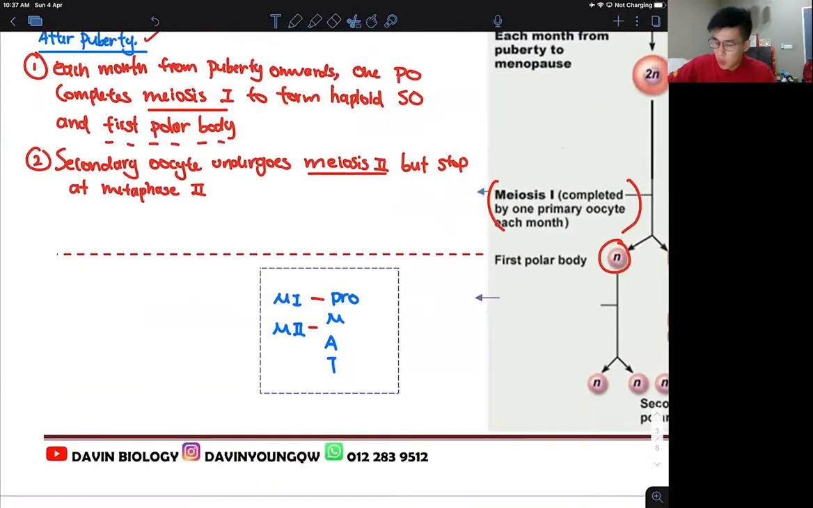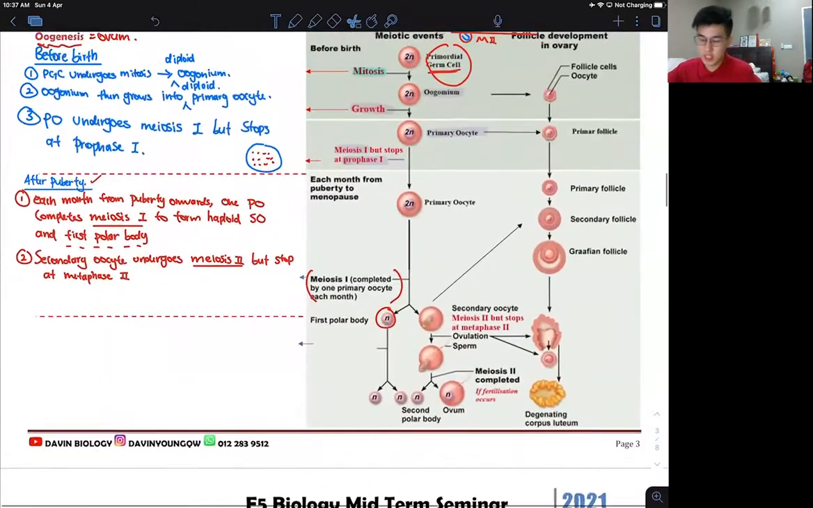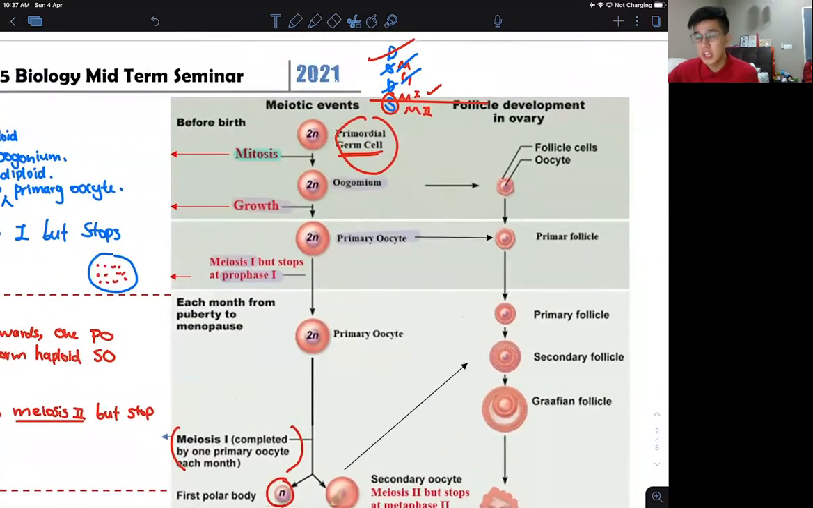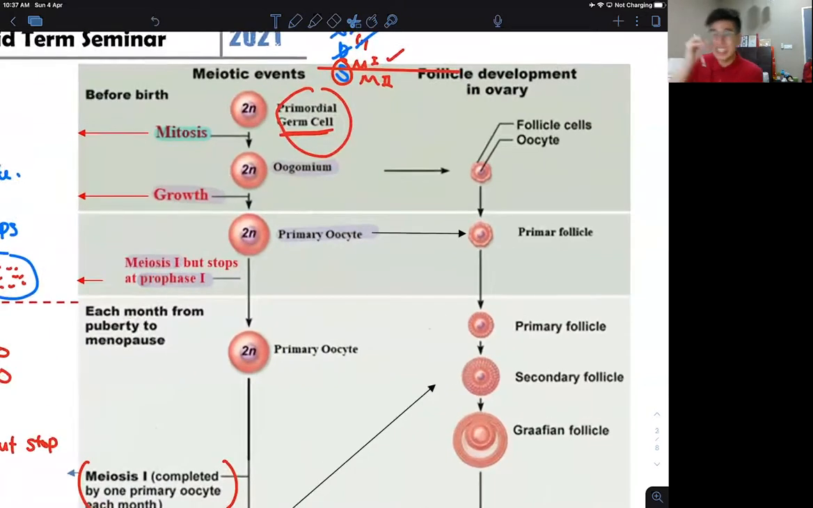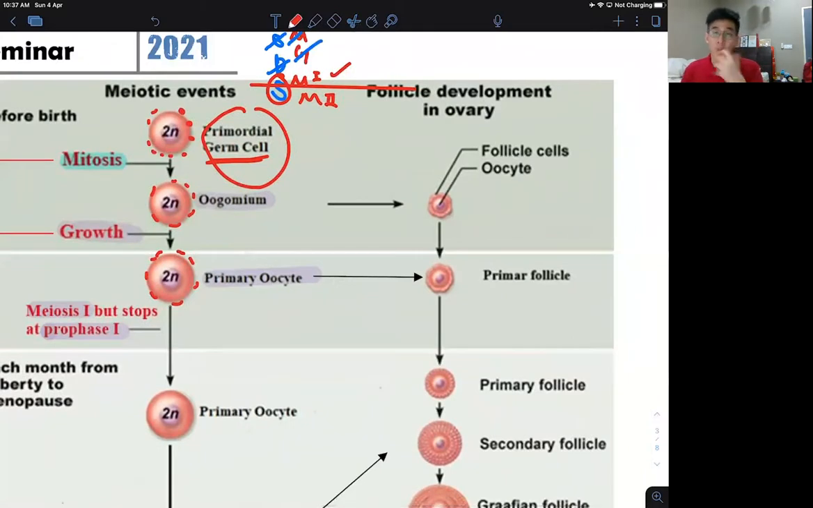Now, once I stop at metaphase 2, now I will explain slightly. What are all these follicles? Follicles are basically a type of cell that surrounds the oocyte, from primordial germ cell onwards. There are always tiny cells surrounding all of the cells that we mentioned just now, which are called follicles. Follicle is the cell that develops the oocyte. Understand? So when the follicle develops, then only the oocyte can develop.